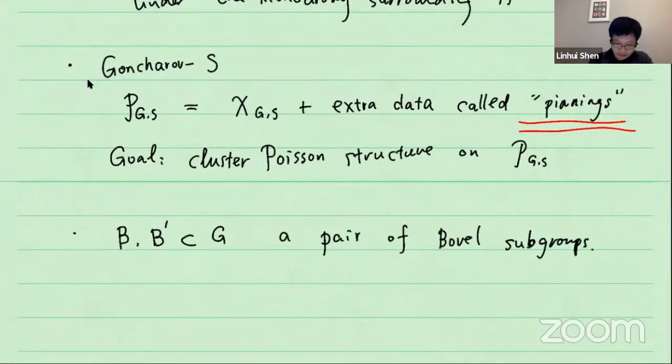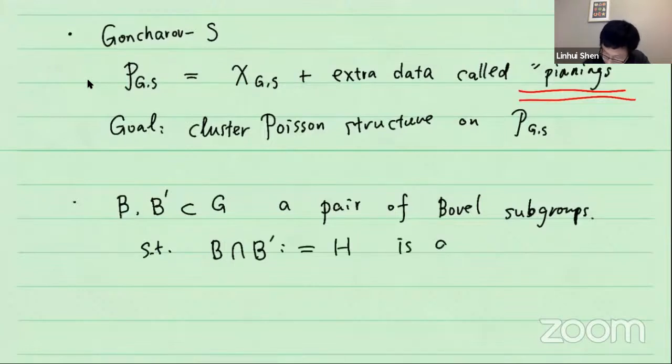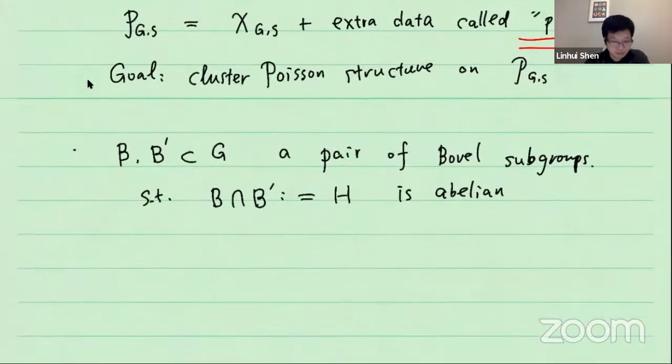For example, we can consider this. G is the up triangular matrices and B prime is the lower triangular matrices, and we suppose that their intersection is abelian. So this is a pair of opposite positions.